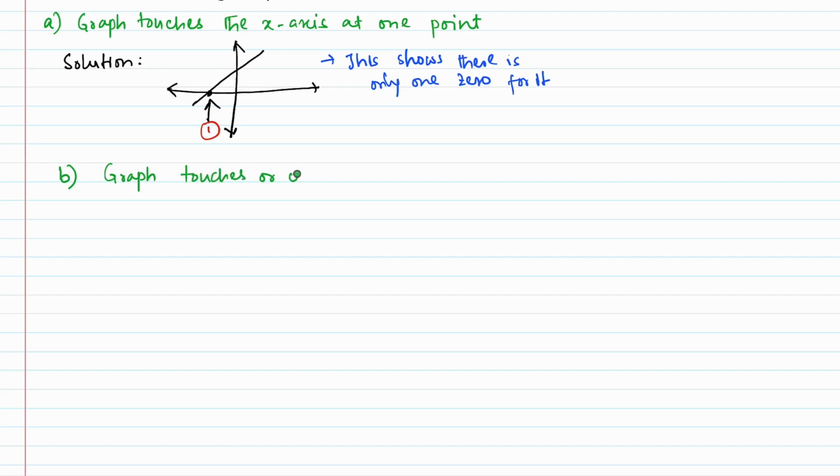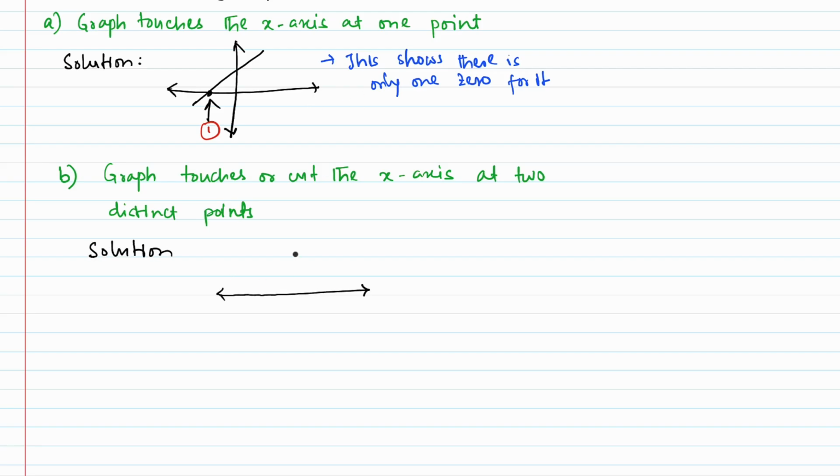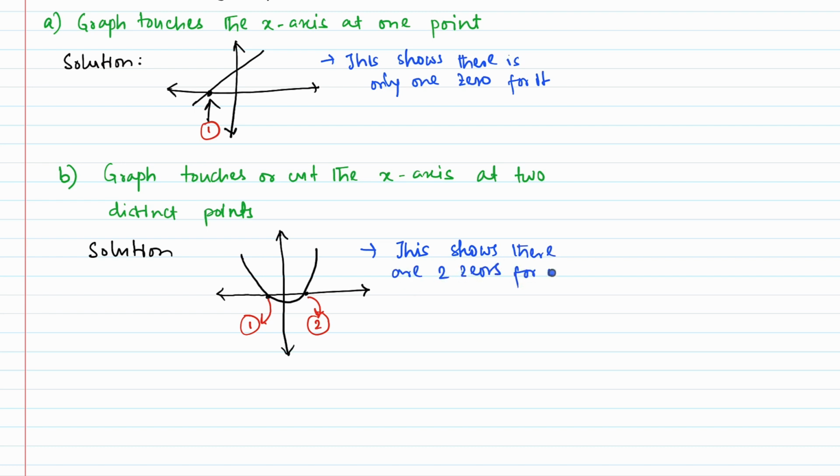Now second, graph touches or cuts the x-axis at two distinct points. So solution: this kind of graph is mainly a quadratic form of graph, which is curved in nature. Only then it will cut the x-axis at 2 points. So from this we can easily make out that there are 2 zeros for it. So answer is 2.